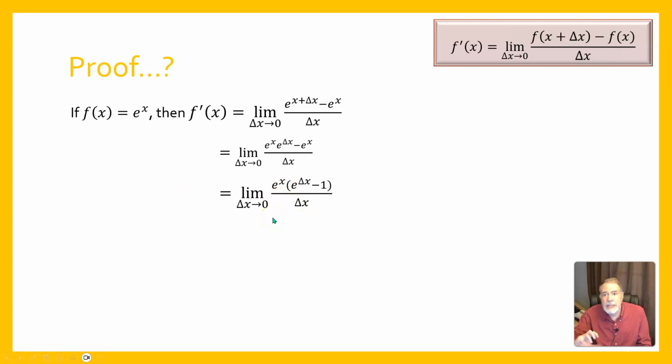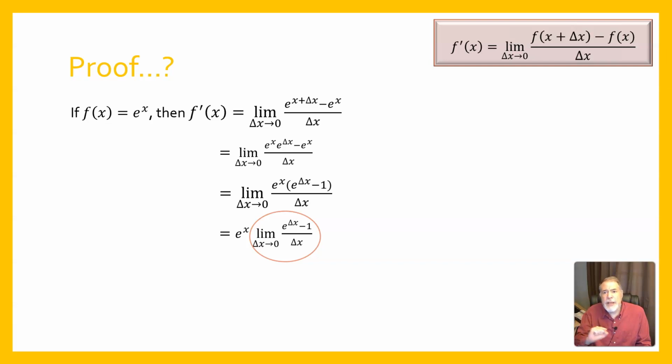And now, as far as the limit is concerned, e to the x is constant. It's delta x that is doing something, approaching 0, but e to the x is constant as far as the limit is concerned. So the limit of a constant times a function is the constant times the limit of the function. So this gets us to where the derivative of e to the x is e to the x times whatever this limit is.